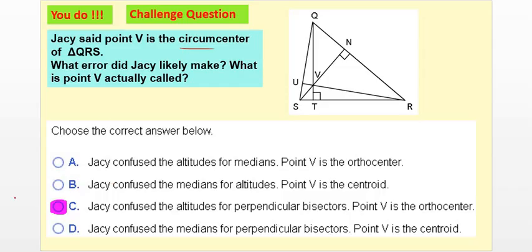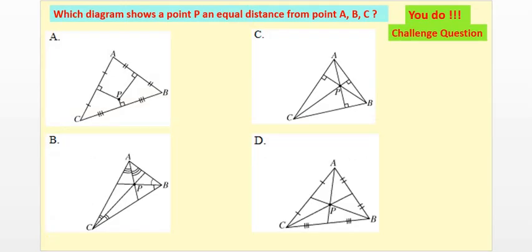It is the orthocenter. Now this is the best example you can say to understand altitudes, angle bisectors, perpendicular bisectors, and the medians. Better pause the video here. They said which diagram shows a point P at equal distance from point A, B, and C. So better pause the video here and decide which will be the correct option. A is the correct option.